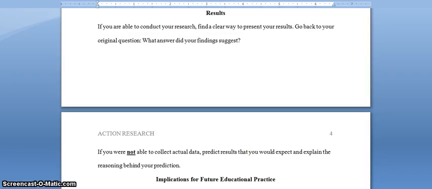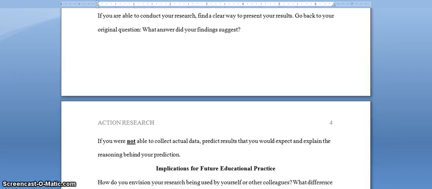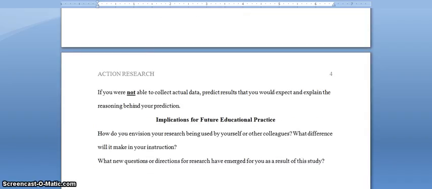And again, if you're not able to collect it, predict your results. What would you expect to find? And just explain the reason why you think you will find this. It may be something in the literature. You may see trends in the literature that you've been looking through.